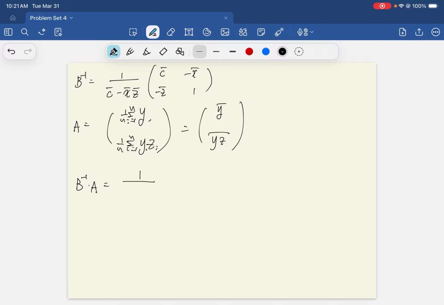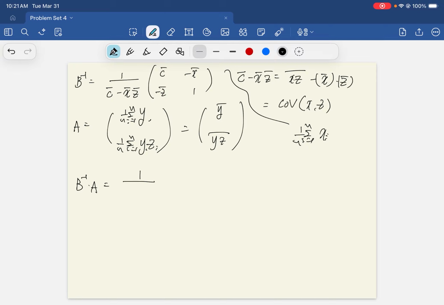By the way, let me do this first. C bar minus x bar z bar is, right, it's x times z total bar minus x bar times z bar, right? This is the finite covariance, the sample covariance between x and z, right? Because you can rewrite this as xi minus x bar and zi minus z bar.